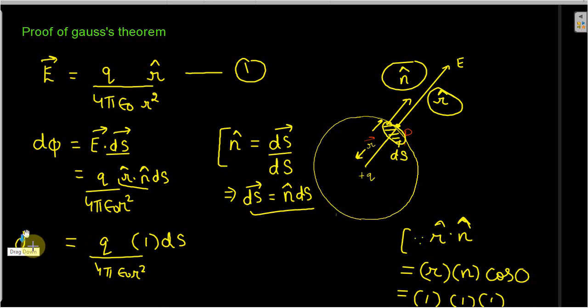So this is the electric flux at the ds area element due to the positive Q charge. Now we have to find the electric flux at the whole surface. Earlier we found it only for the surface ds. Now we will find the electric flux due to the positive Q charge on the whole surface. So what we will do is integrate. Okay, so in the next step we will do the integration.